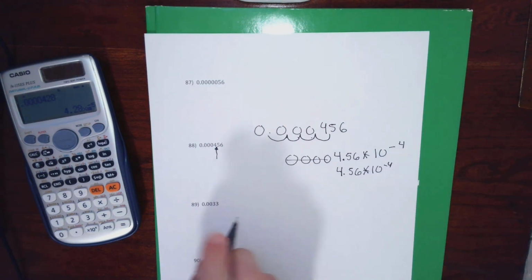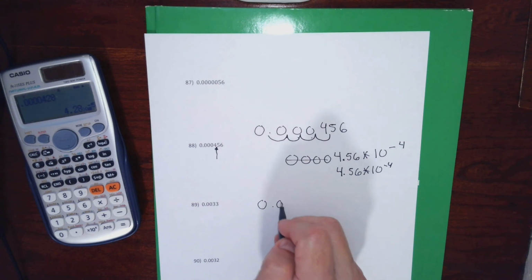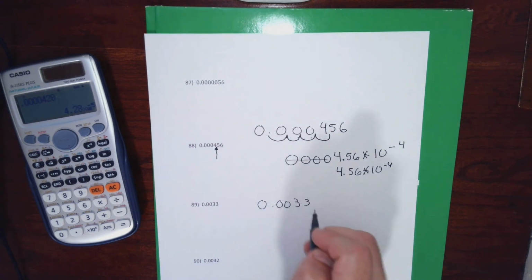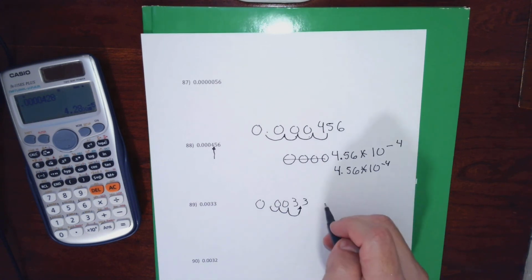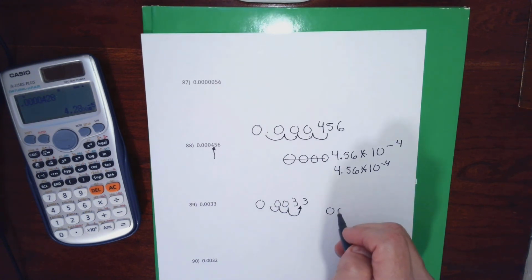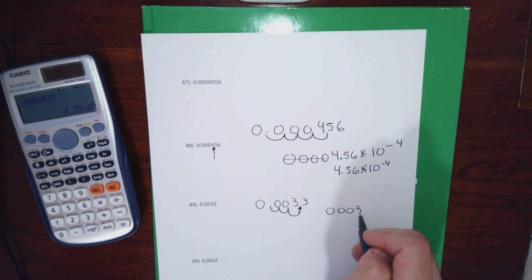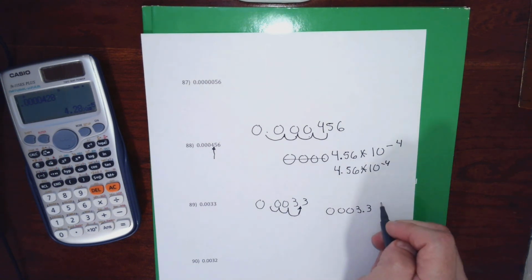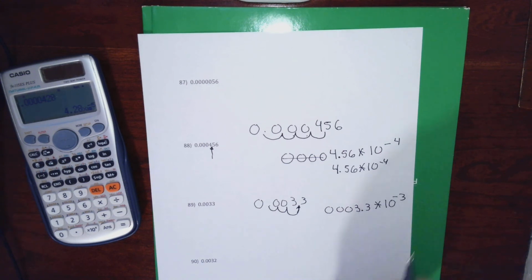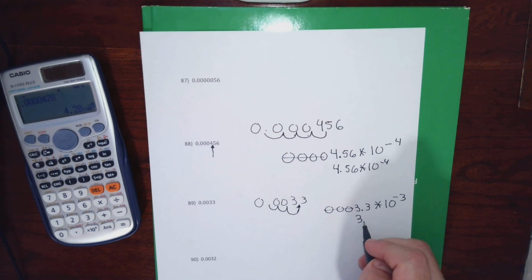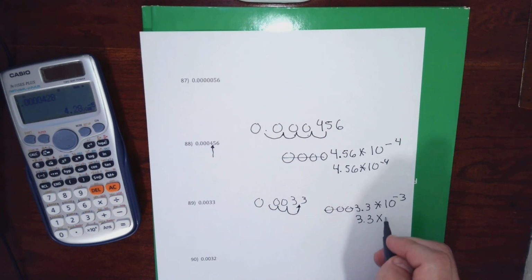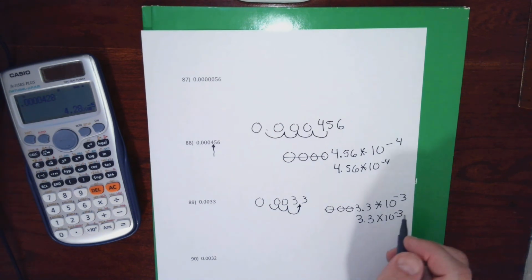Let's do 89 together, 0.0033. Need to get the decimal there, so I need to move it 1, 2, 3 places. When I move it 3 places, I get 0003.3. I moved it to the right, so I need a negative exponent. I moved it 3 times, so I need a negative 3. And I can suppress those zeros and get 3.3 times 10 to the negative 3rd power.